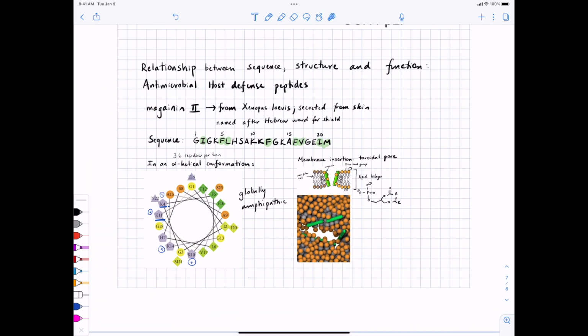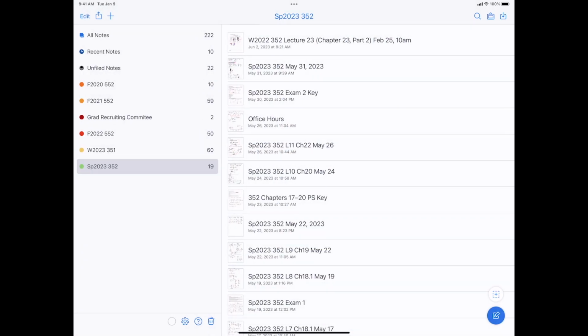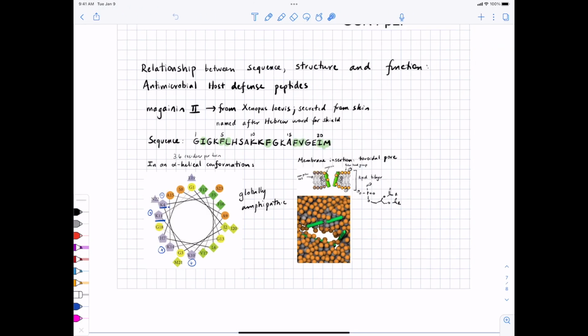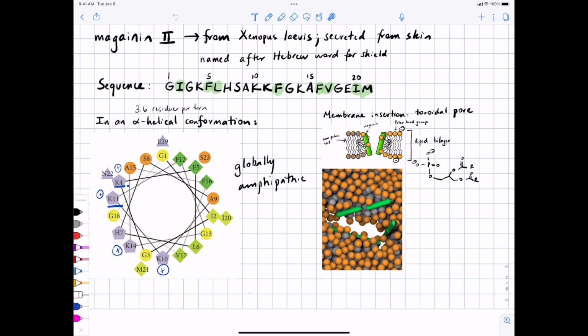Okay, so that's all of that. Anything you want to ask about antimicrobial peptides? Yeah. Okay, go ahead. Yeah, shoot. Why doesn't that inhibit eukaryotic cells?